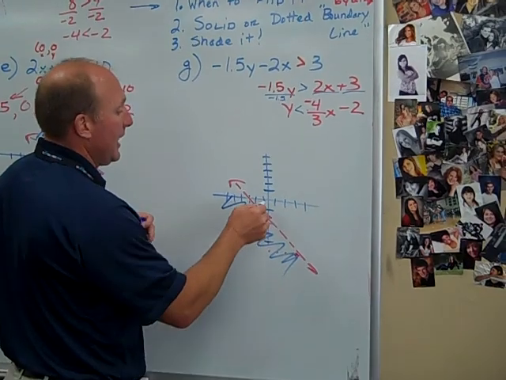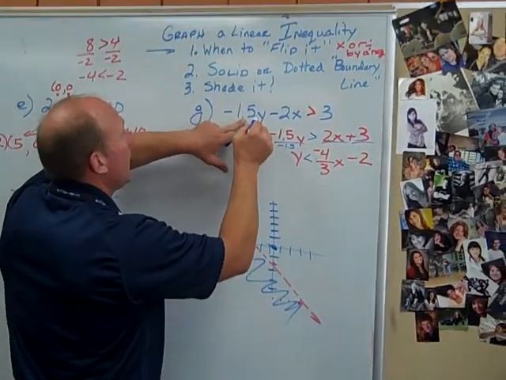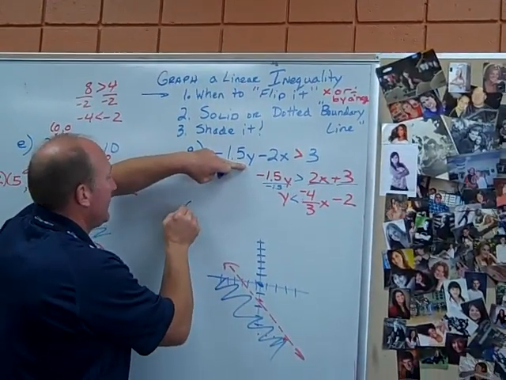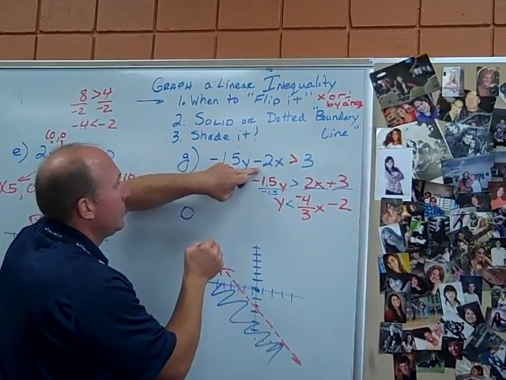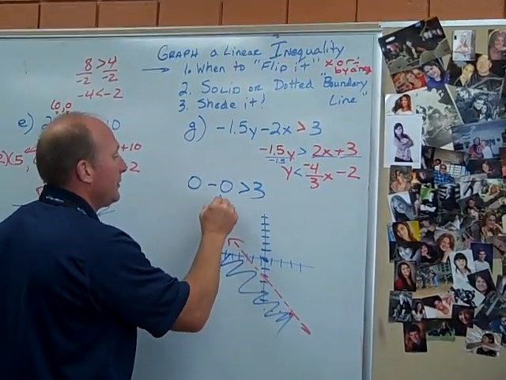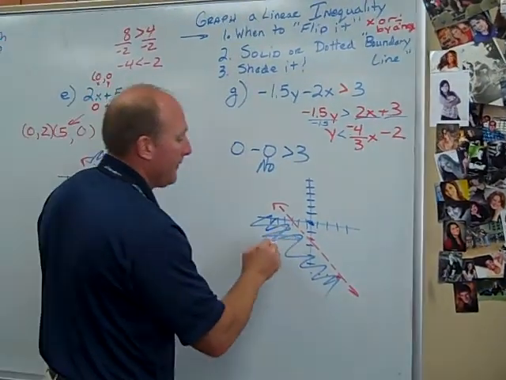If I want to double check, pick the ordered pair 0, 0. Plug it in. Negative 1.5 times 0 is 0 minus 2 times 0. Is 0 minus 0 greater than 3? The answer is no. So I would not shade in the side that includes 0, 0.